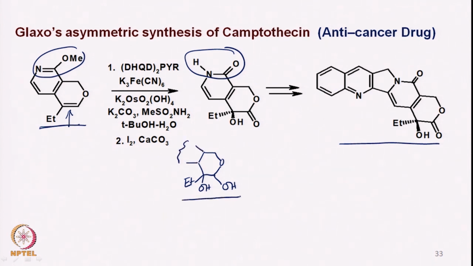So this is what we will get, and then with this iodine calcium carbonate, this was oxidized to form the corresponding lactone, and this intermediate has been converted to the anti-cancer drug camptothecin. So one can easily see how one can make use of such dihydroxylations in the synthesis of important molecules.